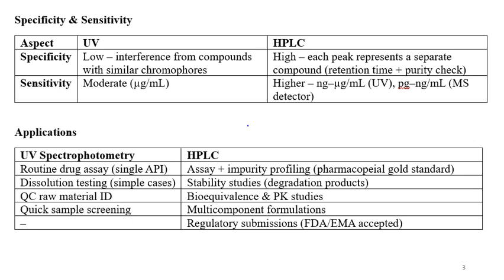Then applications. UV is used for routine drug assay like single API, dissolution testing in simple cases, QC raw material identification, and quick sample screening. HPLC is used for assay and impurity profiling for pharmaceuticals, and HPLC is considered the gold standard for analysis. Then stability studies, degradation products, and impurities can be separated and quantified by HPLC. HPLC is also used in preclinical studies, in bioequivalence, and in multi-component formulation analysis.